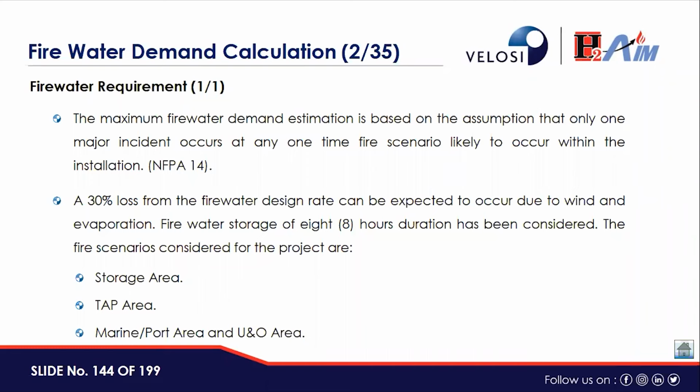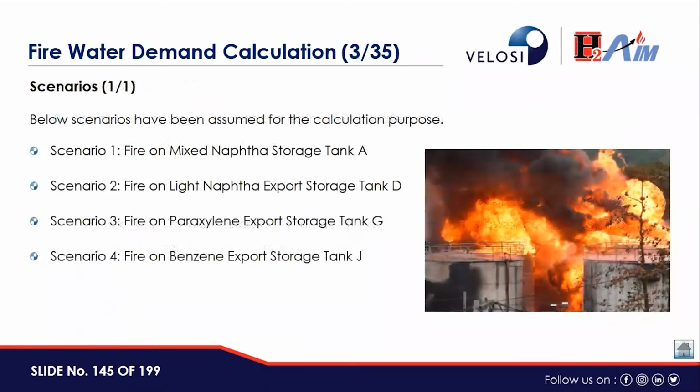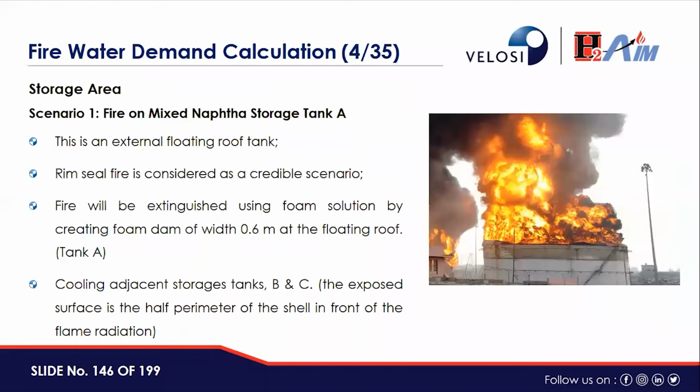The fire scenarios considered for the project are storage area, TAP area, and marine port area or utilities and offsite area. So what were the scenarios? The below scenarios have been assumed for calculation purposes only. Scenario 1 was fire on mixed naphtha storage tank A. Scenario 2, fire on the light naphtha storage tank D. Scenario 3, fire on the paraxylene export storage tank G. And scenario 4, fire on benzene export storage tank J.